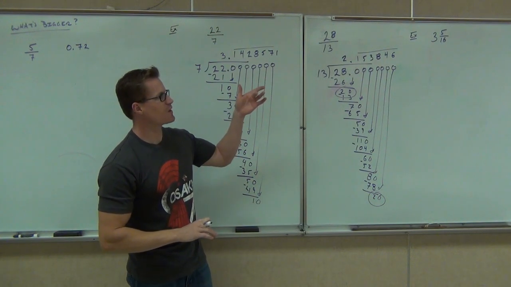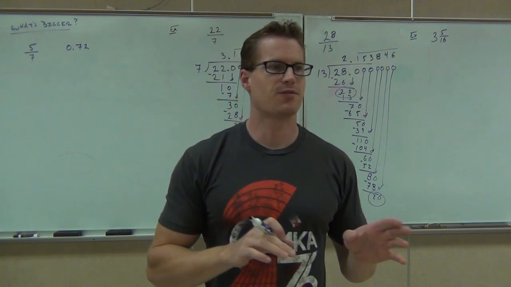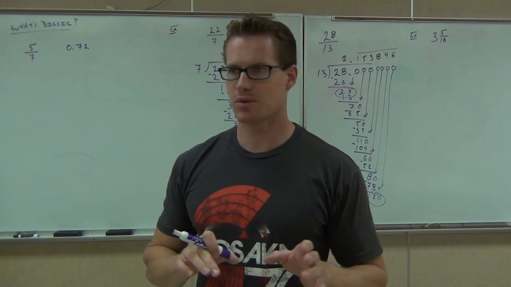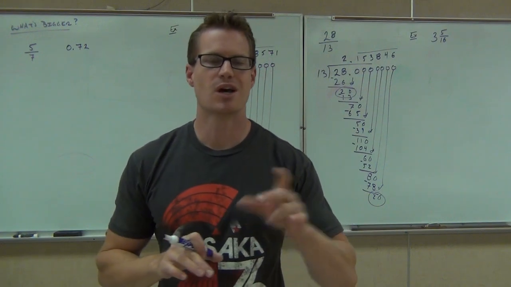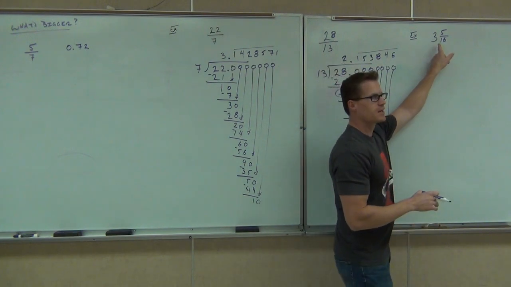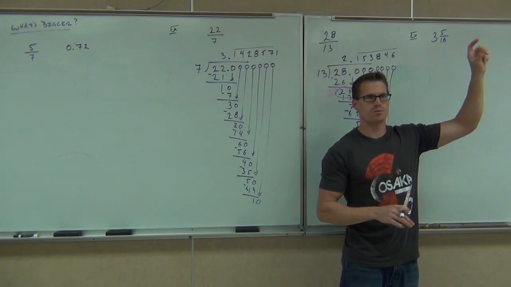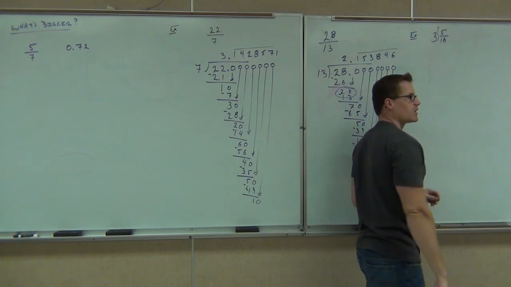Okay, now let's talk about the 3 and 5 sixteenths. What's the whole number in 3 and 5 sixteenths? 3 is a whole number, right? And numbers in front of decimal places are also whole numbers. Instead of really worrying about the 3, here's what I know. You guys need to be watching the board. This whole part is going to stay a whole part.